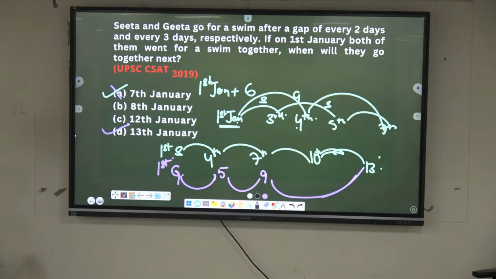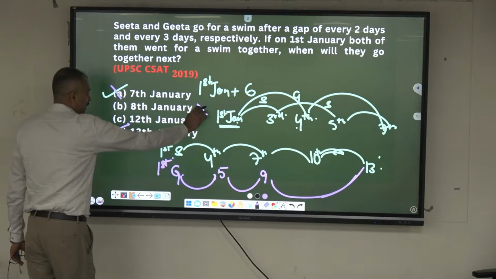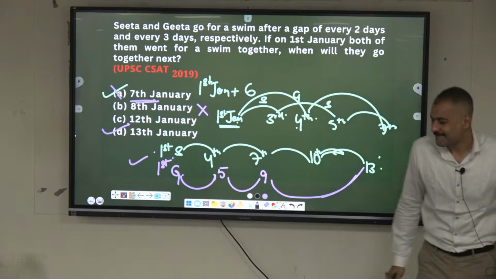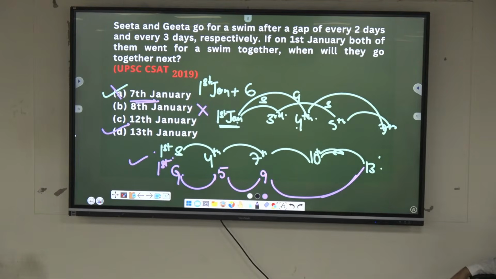Okay, no, this is more appropriate. That's right. That is why he has given 7th in this option. Correct. It's a gap, underline gap. It's not after 2 days, it's a gap of 2 days. After every gap of 2 days. Okay, gap means those 2 days she hasn't gone to swim. Okay.